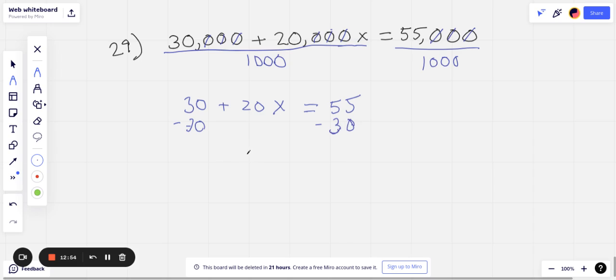Okay, and then I get 20x equals 55 minus 30 is 25. And then I divide both sides by 20. Divide this side by 20. So 25 divided by 20, if I divide the numerator and denominator by 5, I get 5/4. So that's my answer for 29.